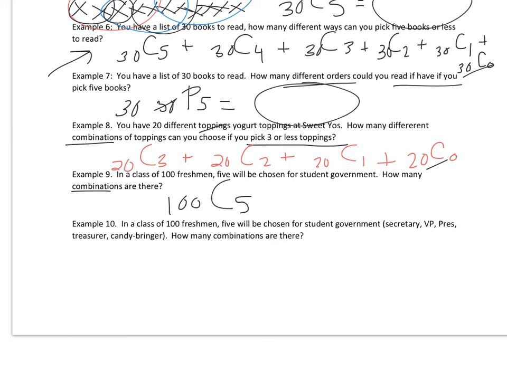And then the last one, in a class of 100 freshmen, 5 will be chosen for student government: secretary, VP, president, treasurer, and the candy bringer. Very important job. How many combinations are there? So it's reading combinations, but again, I have to think about if the order matters. In this case, yes, it does, because I'm assigning specific positions. So if I pick Allie for secretary, that's different than picking Allie for VP. So assigning a role is making a difference. So in this case, it's a permutation. So it's going to be 100P5. And with all of these, I want you to put them in your calculator and get a final answer.